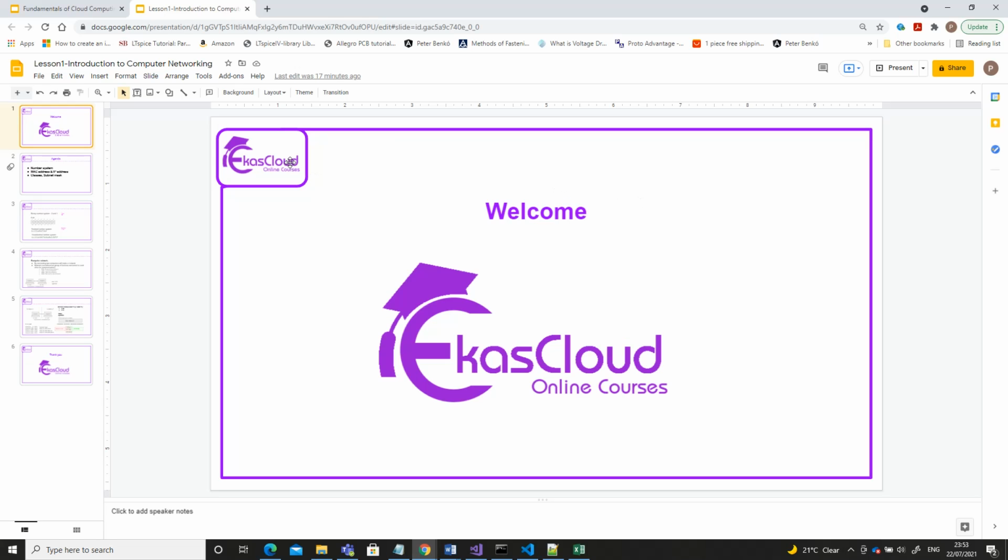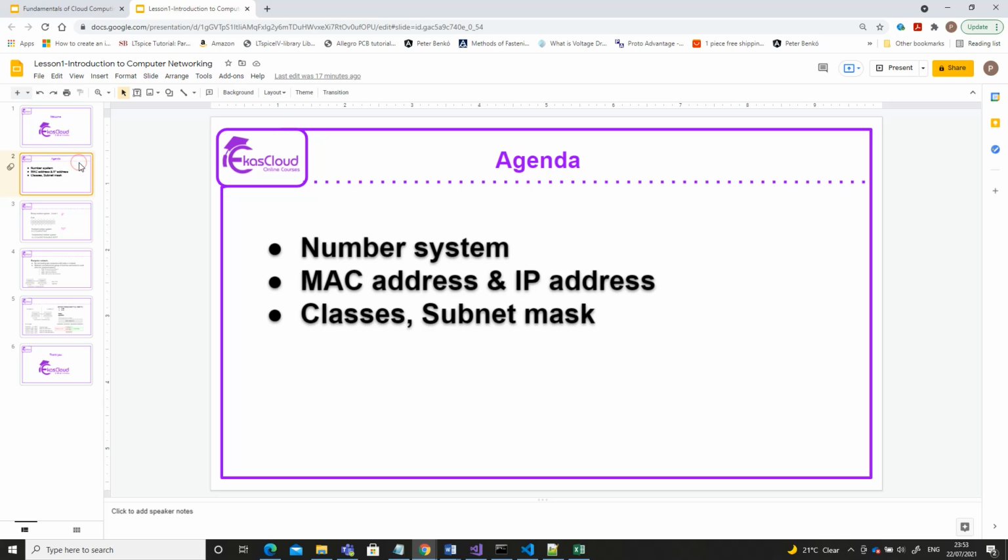Before we go any further in terms of cloud services, understanding the cloud as a service, we need to first familiarize ourselves with number systems, a MAC address, what the MAC address is, IP address, classes and subnet mask. So this is the agenda for the first lesson.